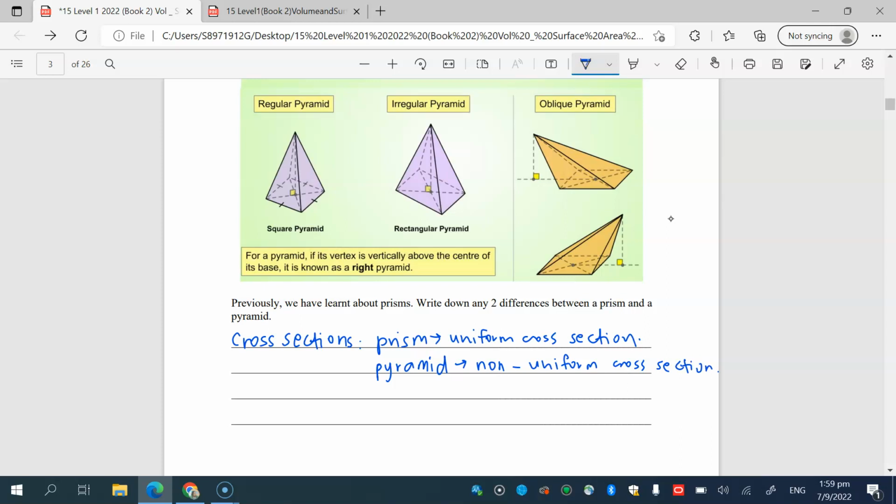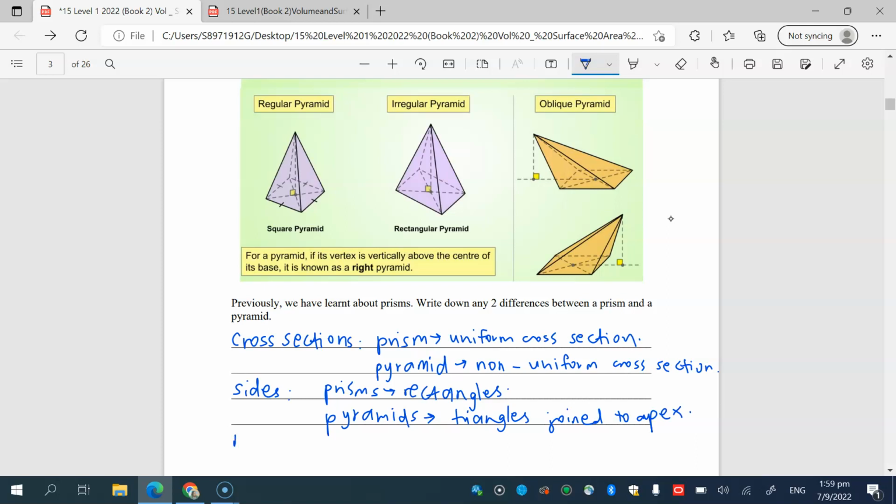All right. Then the sides for prisms, they are rectangles, right, at the sides. Okay, but for pyramid, they are triangles joined to the apex. Okay, or the vertex. So these are two differences.